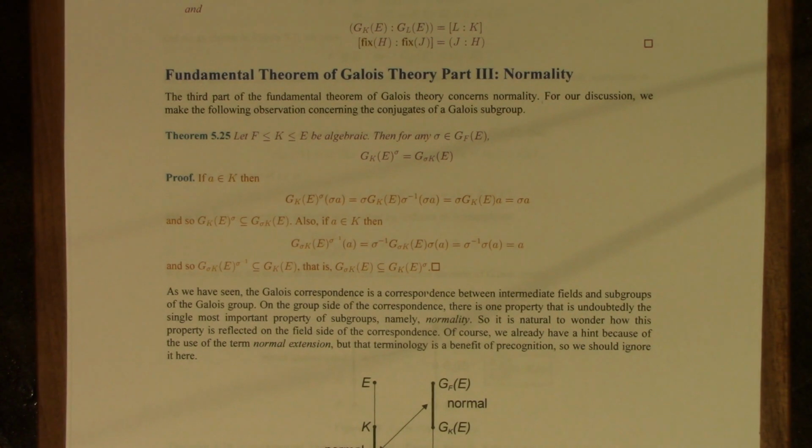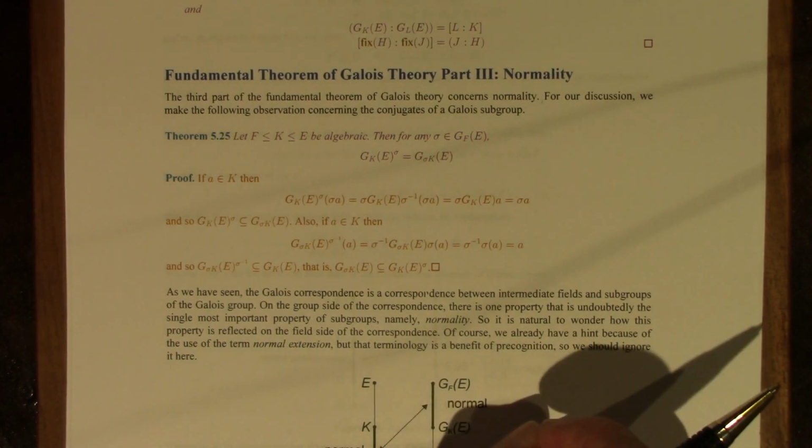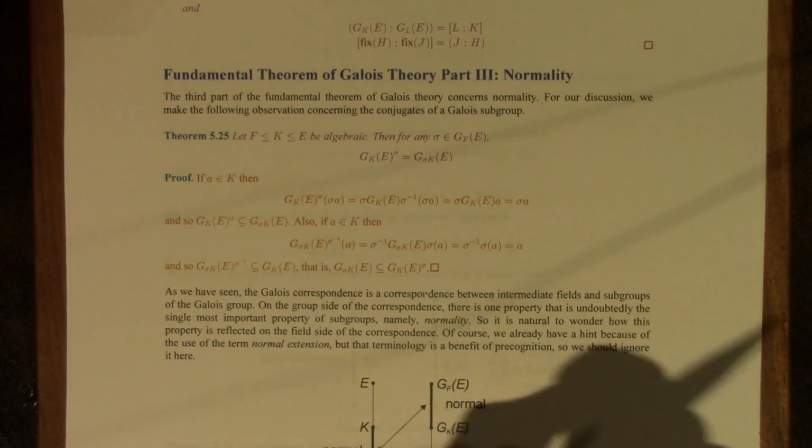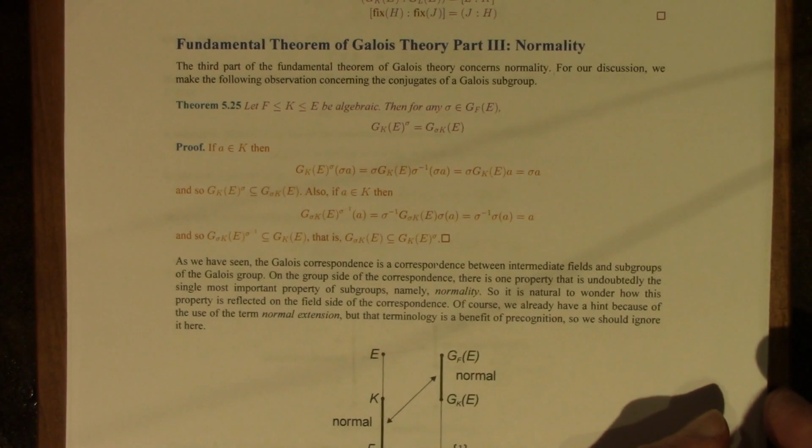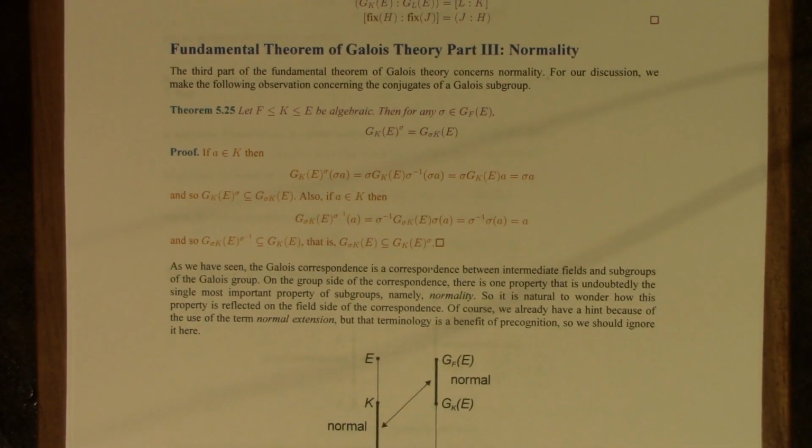The second part of the fundamental theorem of Galois theory concerned which elements of the correspondence are closed. We saw in particular that for a finite Galois extension, all of the elements on both sides, the field side and the group side, are closed. And the third part of the fundamental theorem of Galois theory, which we're going to discuss now, concerns normality.